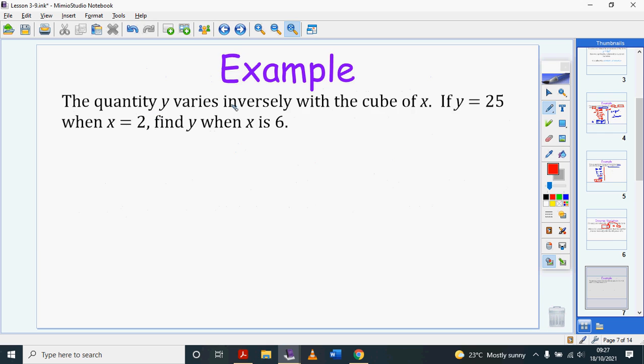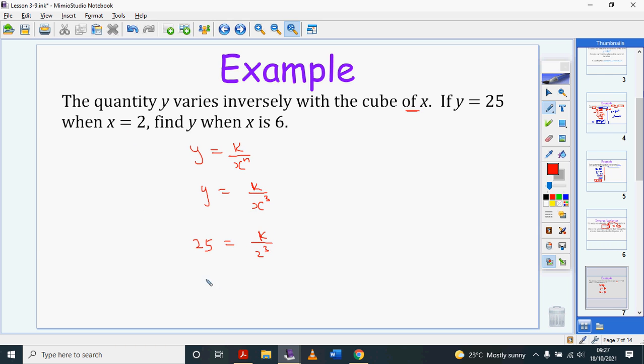The quantity y varies inversely with the cube of x. So I know that my equation has to look like this because it's inverse proportion. So if I substitute what I know, y is varying inversely with the cube of x, so that's what I substitute. And then I'm told that y is 25 when x is 2. So 25 is equal to k divided by 2 to the power 3.